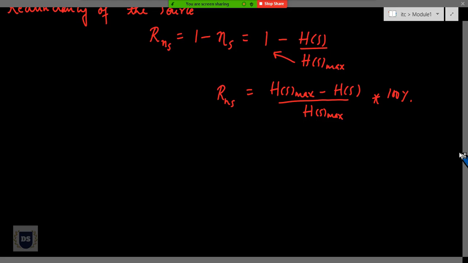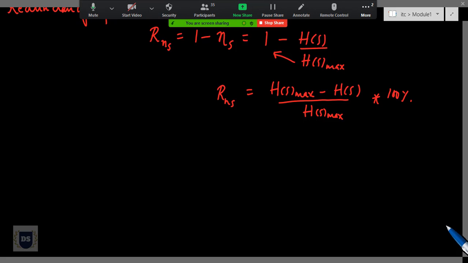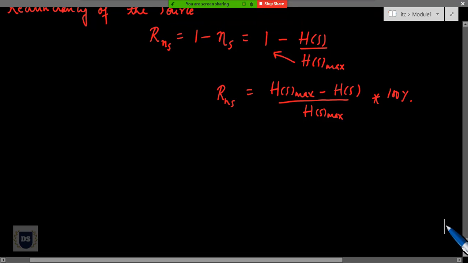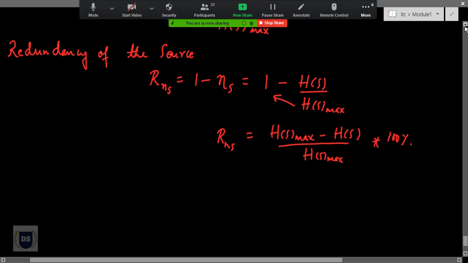I welcome you all to this video tutorial, and in this video tutorial we'll go through a few problems on maximum entropy, source efficiency as well as source redundancy. Then we'll continue our discussion with extension of zero memory source, where we'll derive a formula for source extension. I'm Benak Patel, and let's get started.